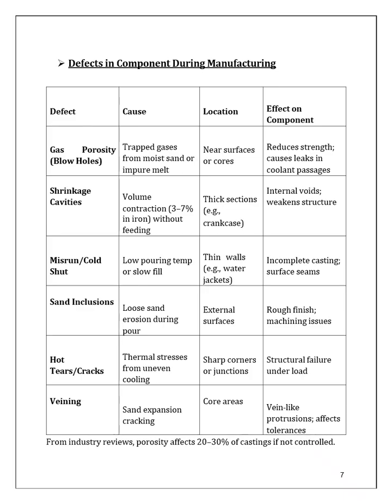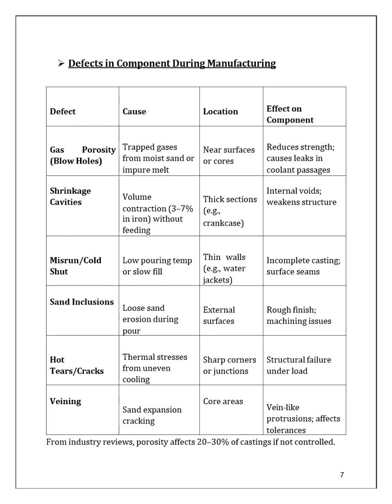So, defects in components. Some cases have defects, some cases have no defects. We can see some defects, their cause, location and effect on the component. Blowholes are trapped gas, mostly from sand. The location is near the surface or core, and the effect on the component is reduced strength.